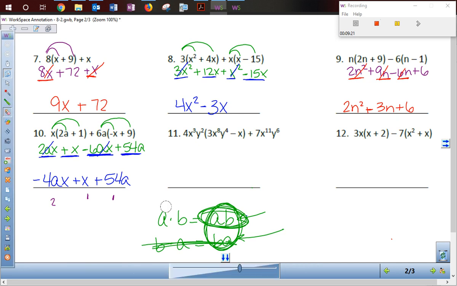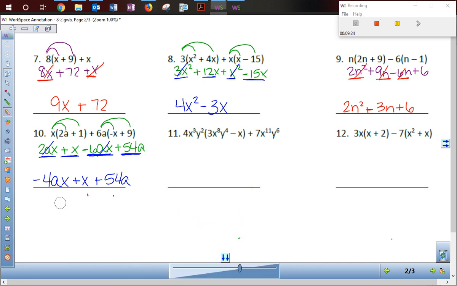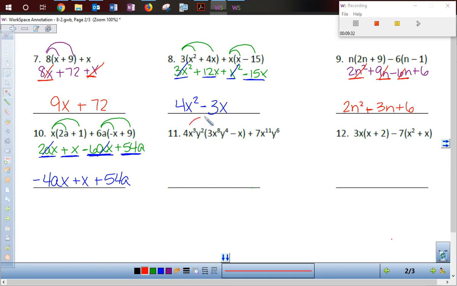On number 11, I've got a little bit more complicated polynomial as I've got some crazy exponents, but that's okay. We're going to handle it just like normal. So I have a 4x cubed y squared being multiplied by a 3x to the 8th y to the 4th. I'm going to start with the coefficients, and 4 times 3 gives me 12. Then I'm going to take x to the 3rd and multiply it by x to the 8th, which means I need to add those exponents to get x to the 11th. Finally, I take y squared times y to the 4th, which gives me y to the 6th.